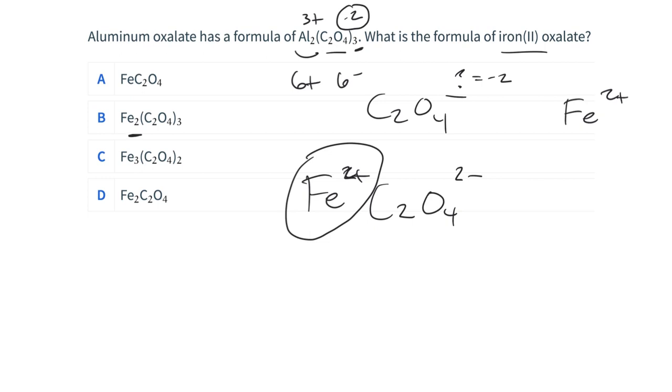Sometimes we get confused on what the 2 means. The 2 just means the charge on iron's a 2 plus. And then the charges pair up just 1 to 1. So FeC2O4.